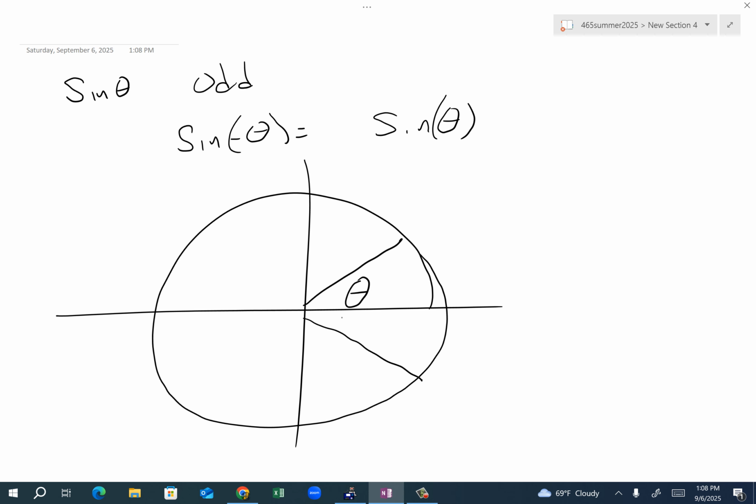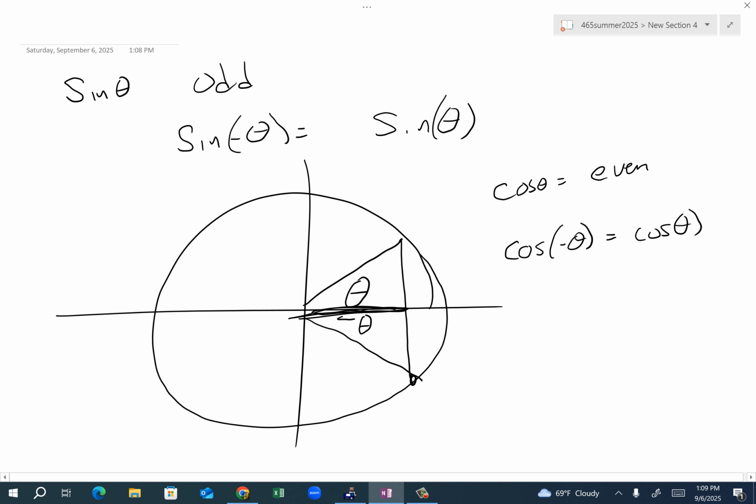Here's negative theta, right? You see that? They clearly have the same cosine, don't they? Remember, cosine is even, right? So in this case, the cosine of negative theta is equal to the cosine of positive theta.